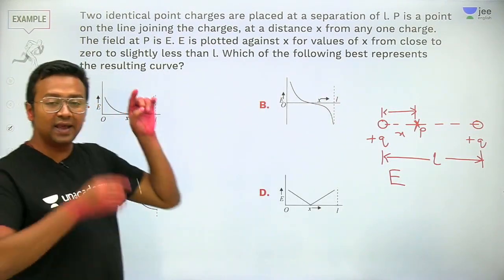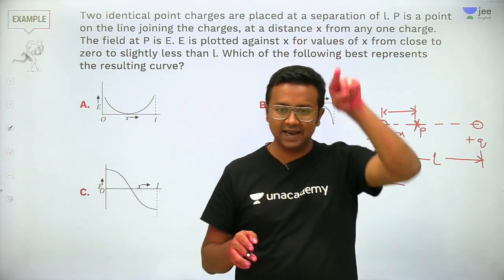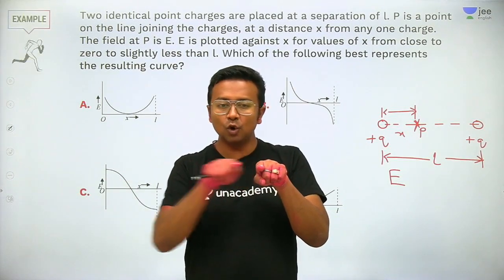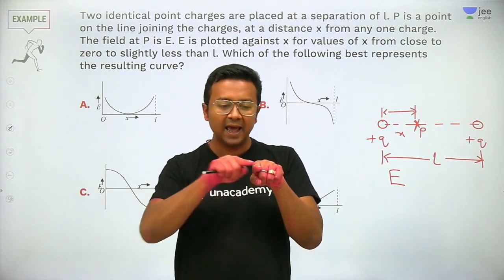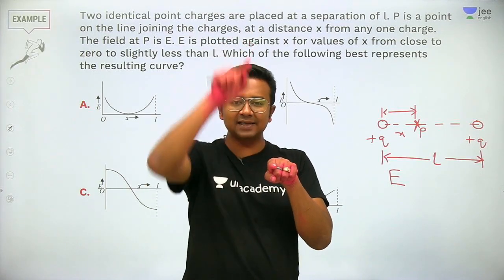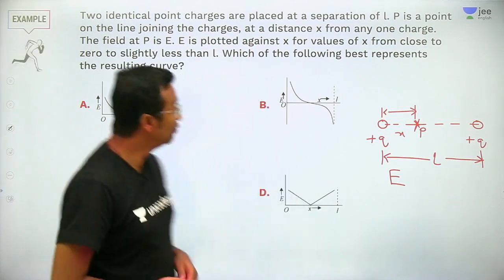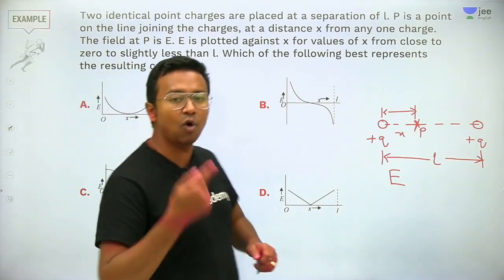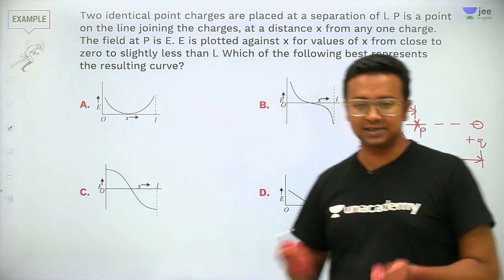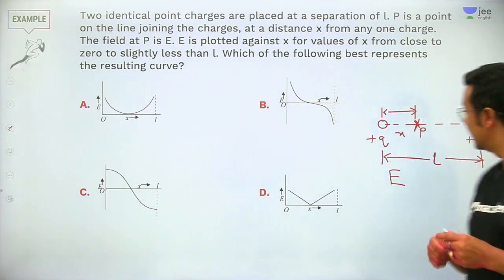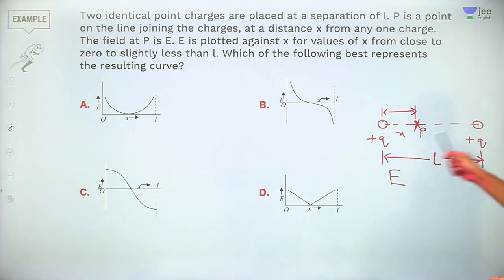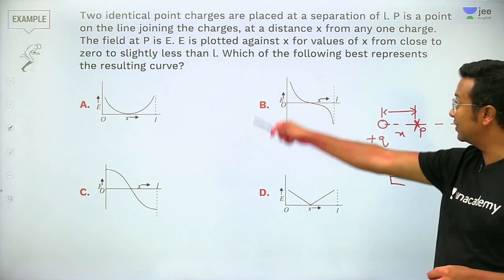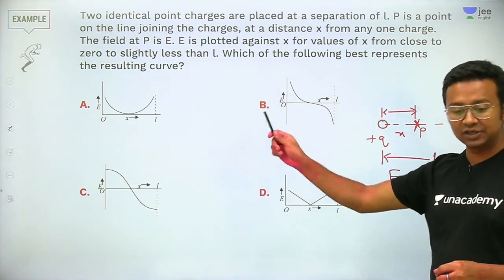Now they have plotted the graph between this electric field and x. X is varying between 0 to L, and electric field is plotted against this x. You need to find out which one of these graphs correctly represents the variation of electric field with distance. The question is pretty clear. L is the distance, x is the point where you are finding the electric field, and graphically you need to understand which is the correct answer.